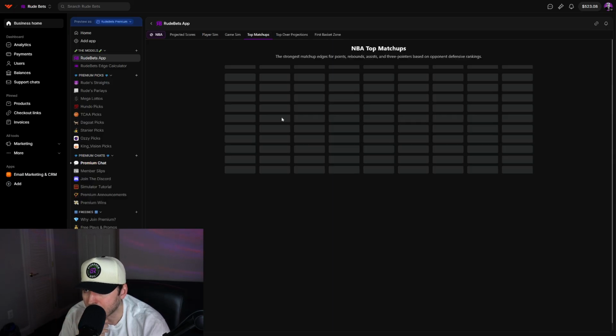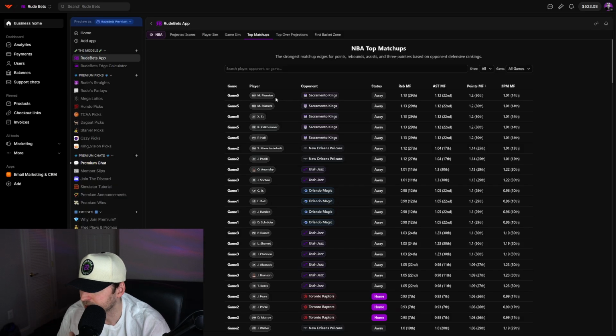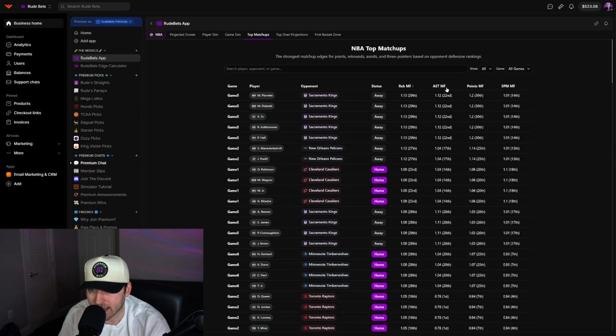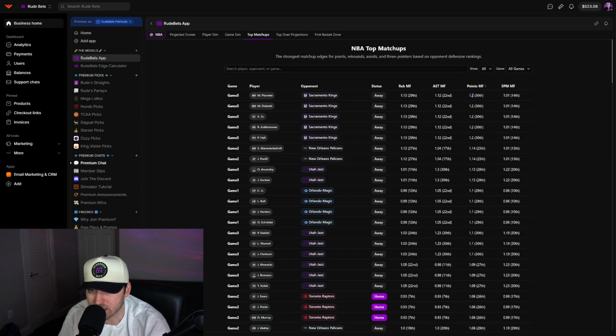If we go to the top matchups here real quick, I'll just quickly explain this tab, because all this tab is, you can sort these by the different stat categories. And you can see 1.2, which is the number one matchup for points. So this position here, Mason Plumlee and Diabate against the Kings. Those are centers. If you don't know, you can click on their name and see what position they are. But centers versus the Kings is the best points matchup today because the Kings allow 1.2 times the amount of points per game to centers, or 20% more points per game to centers.